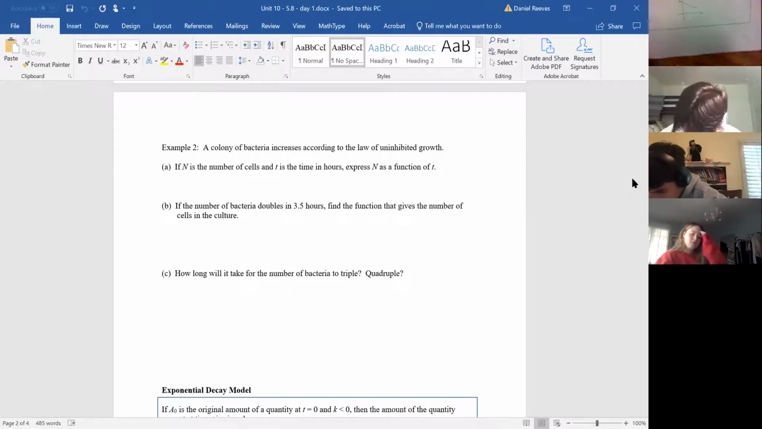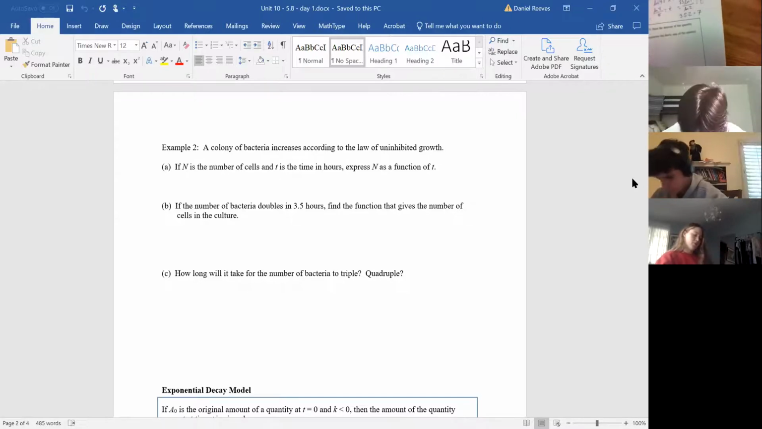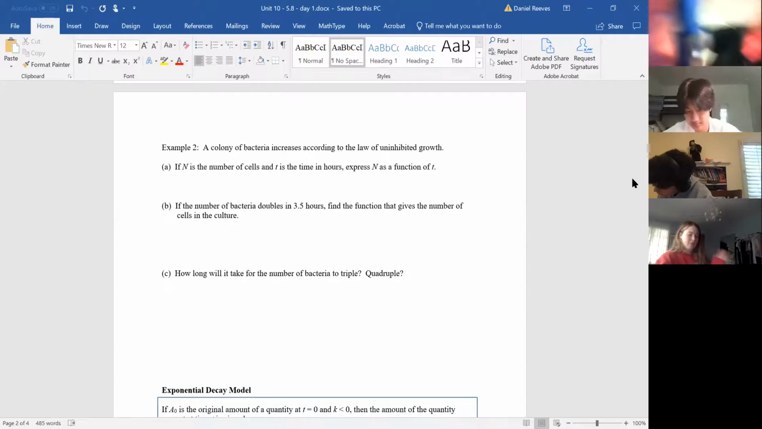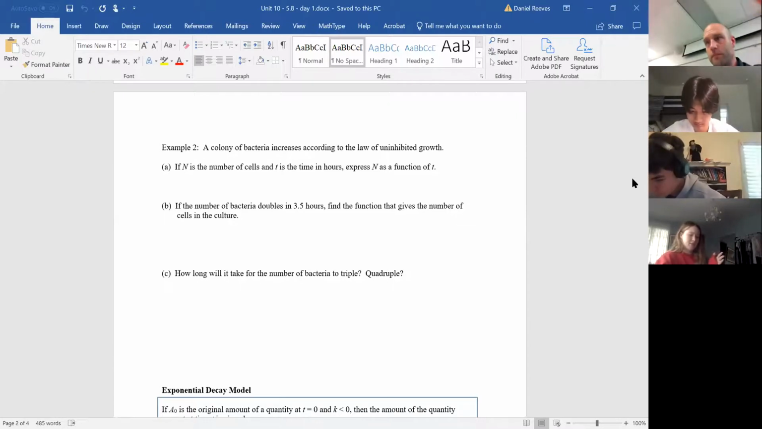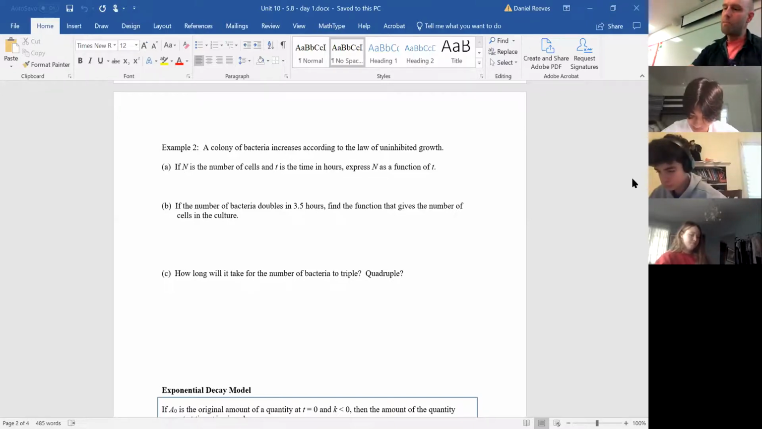So basically, when you're finding out whether it's triple or quadruple or something, you just put however many it's multiplied by, whether it's 3 or 4, at the beginning, equals e to the kt. Technically, there's a step above these where I would say 3 times N naught equals N naught e to the kt. But what disappears from both sides? N naught. So nobody ever writes that.